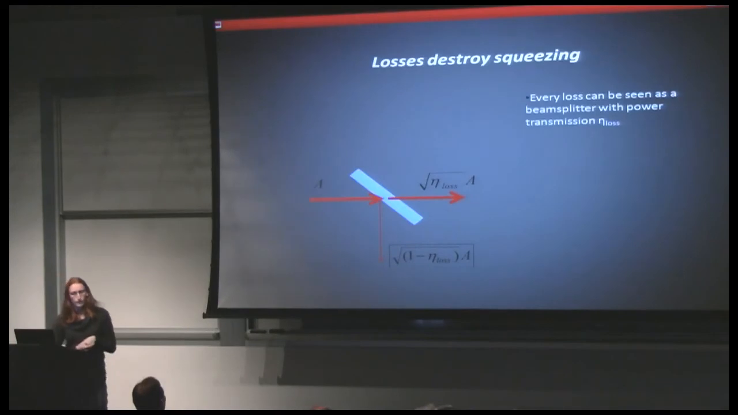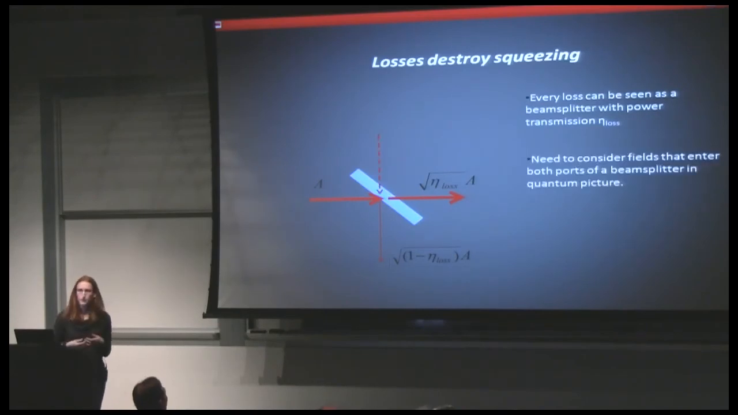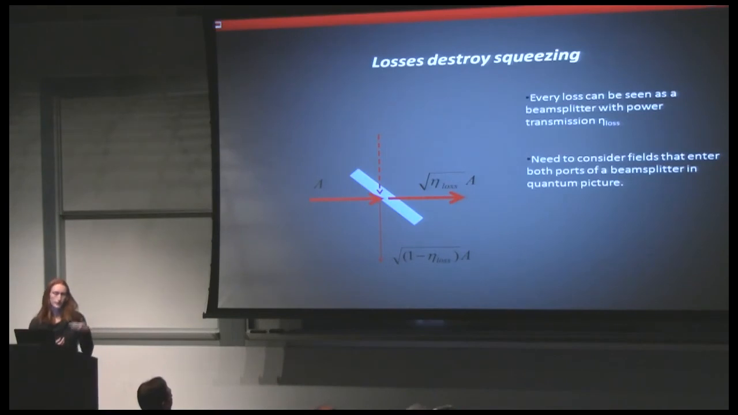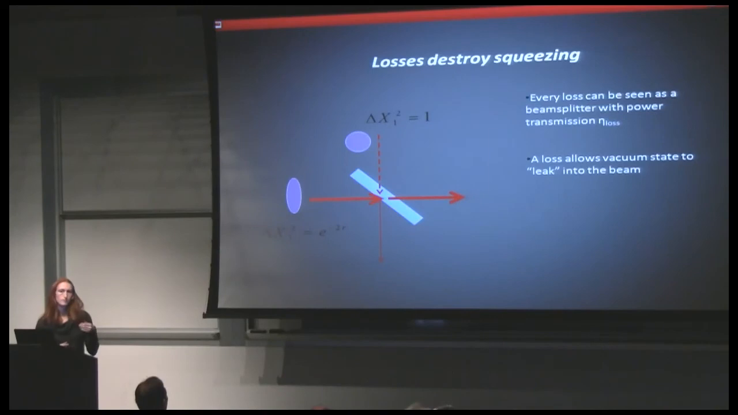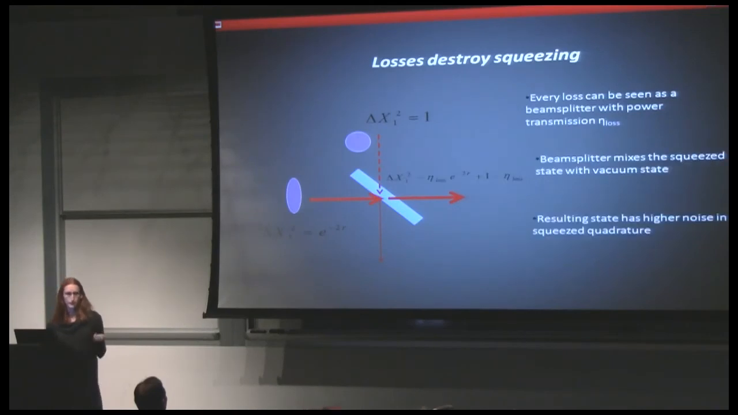So losses destroy squeezing because every loss you can model as a beam splitter with some transmissivity eta loss. For a quantum beam splitter, you always need to think about what's coming in from the unused port, and in this case it's vacuum fluctuation. So we're adding something with a high variance to something with a small variance, so the result is something with a larger variance.